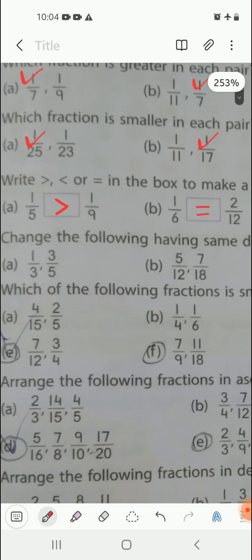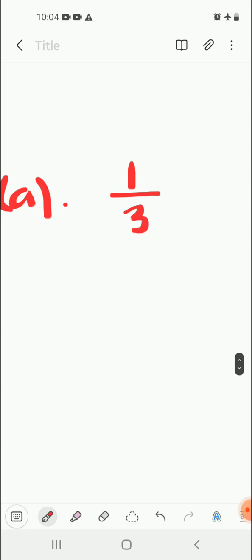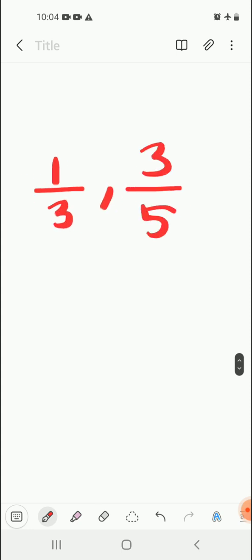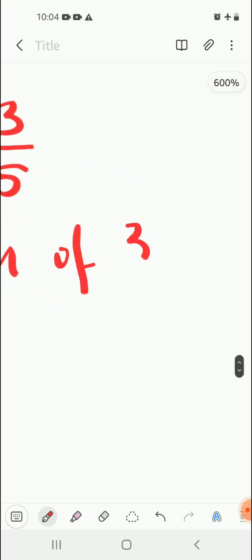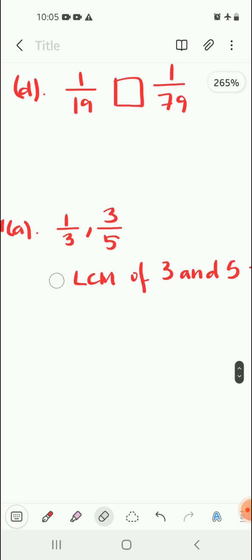Next, we have to change the following to have the same denominator. That is, we have to convert these into like fractions. So let's do it: 1 by 3 and 3 by 5. For comparison, we have to find the LCM of the denominators 3 and 5. The first step: LCM of 3 and 5 is 5 into 3, 15, because both are prime numbers. So the first step is done.